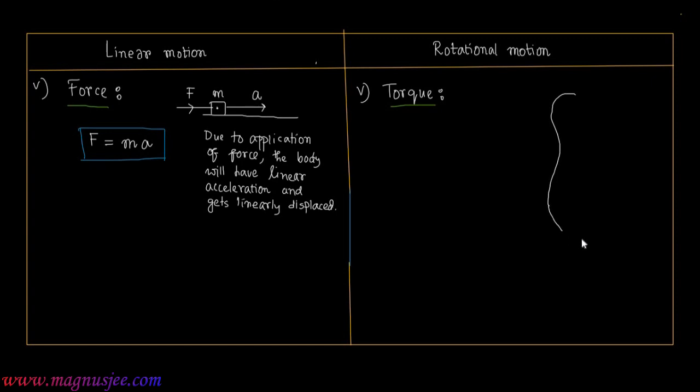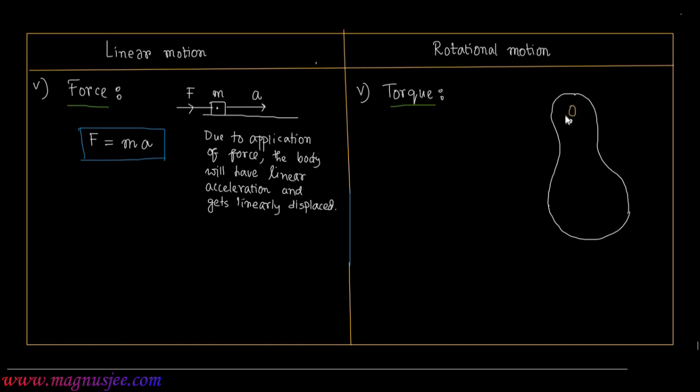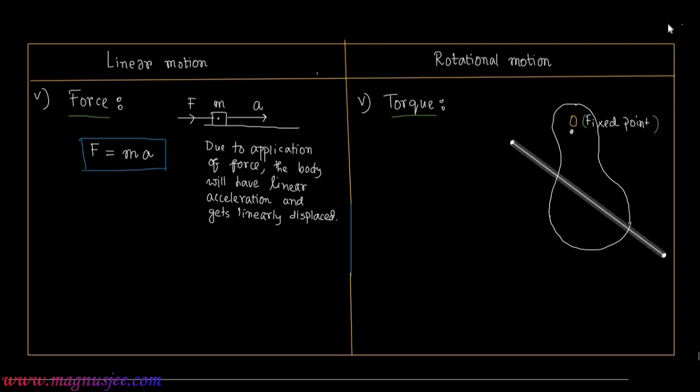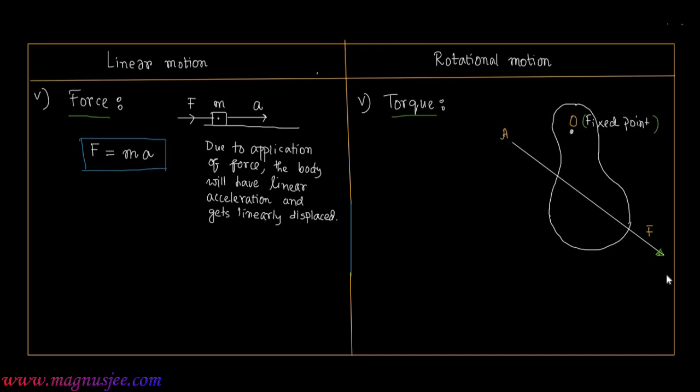And here on the left hand side, force is equal to mass into acceleration. This is a body on which a force is acted, and O is the fixed point about which the body will rotate or have a tendency to rotate. A force F will be acted on the body to rotate it. Along the imaginary line AB, a force F is acted.